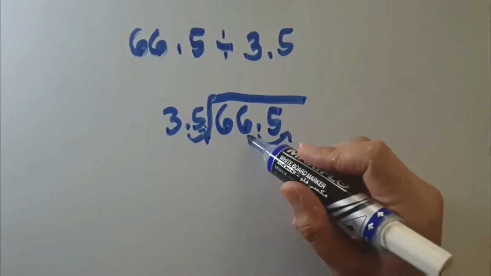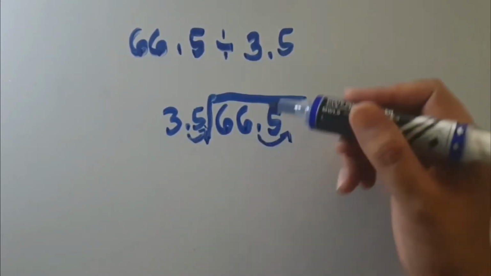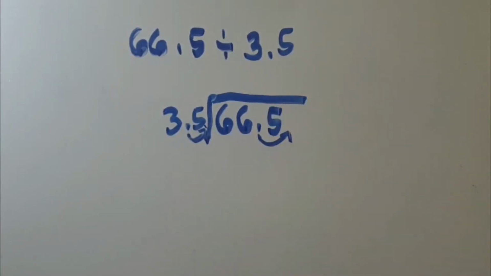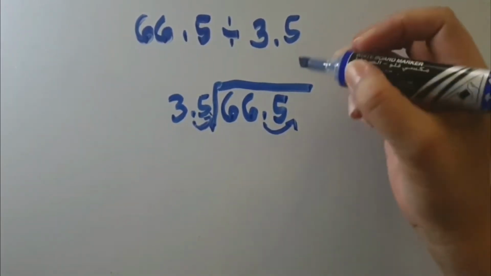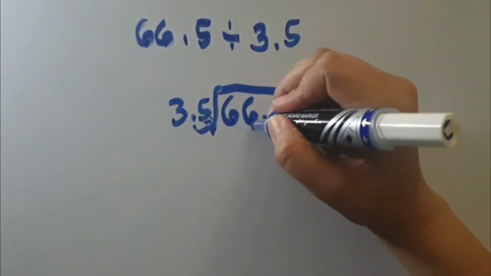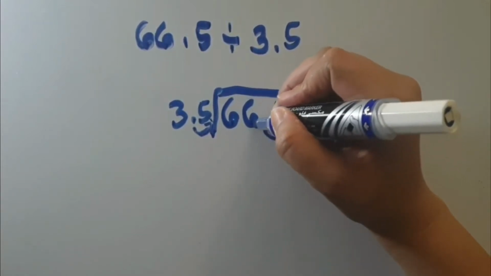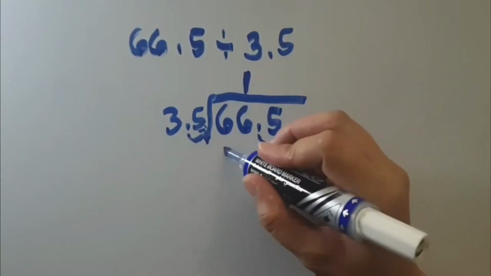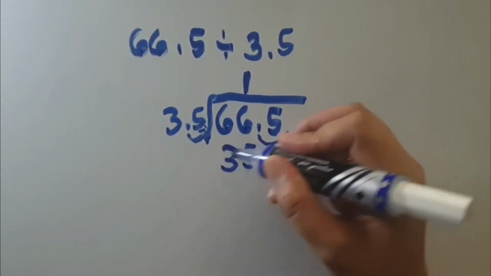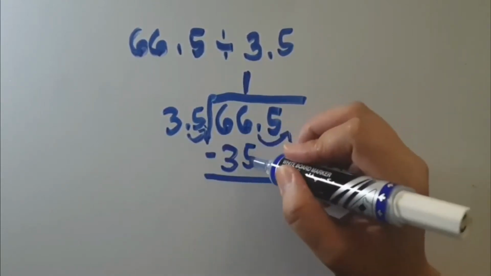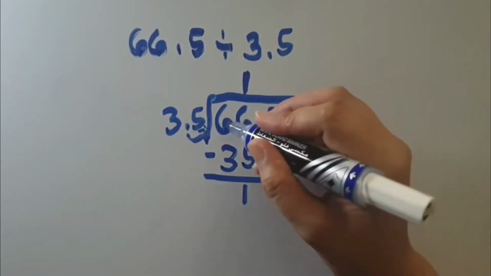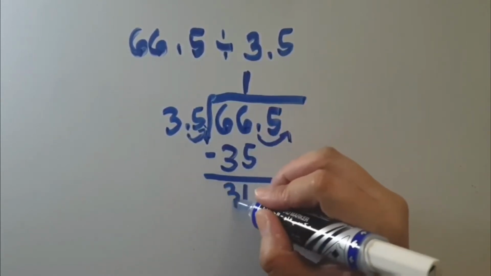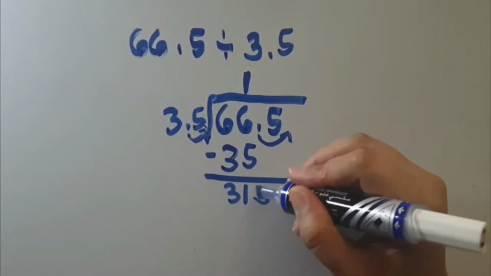In this case, we'll start with 66. 66 divided by 35 is 1. So, since we use 66, the last digit is this 6. So, we'll write 1 there, up. And then 1 times 35 is 35. Then subtract. 6 minus 5 is 1. 6 minus 3 is 3. Then we need to bring down 5.